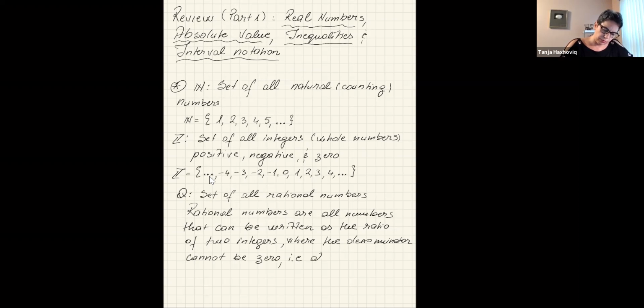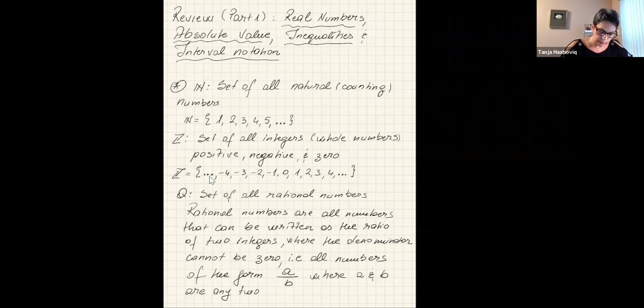That means all numbers of the form a over b, where a and b are any two integers and b is not zero.